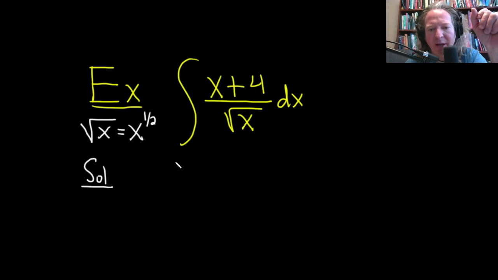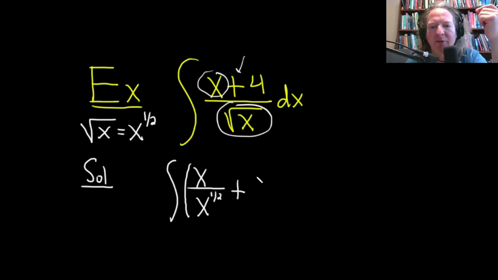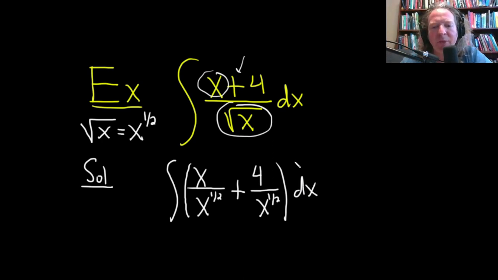So let's go ahead and break it up. And at the same time, we're going to think of the square root of x as x to the 1/2. So it's going to be this over this. It'll be x over x to the 1/2, and then parentheses plus 4 over, and again x to the 1/2, just like that, and then dx. Okay, so just breaking it up, it's x over the square root of x, but that's really x to the 1/2, plus 4 over the square root of x, but that's really x to the 1/2.